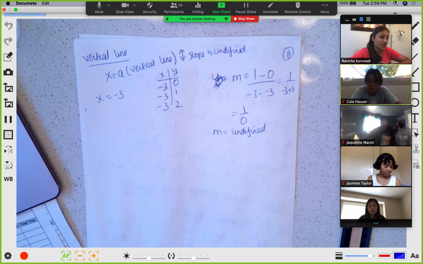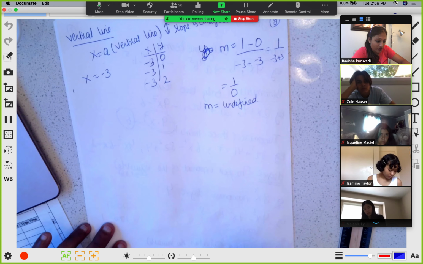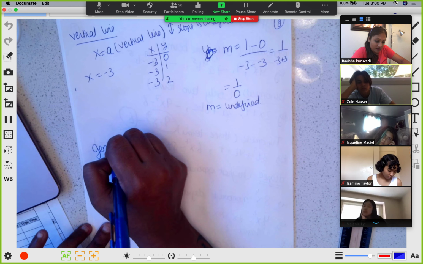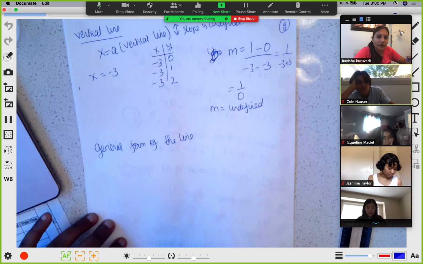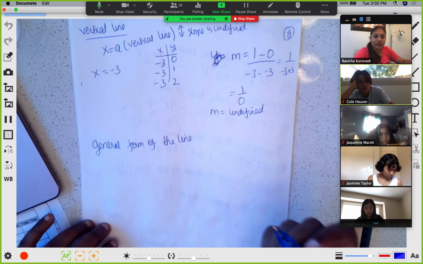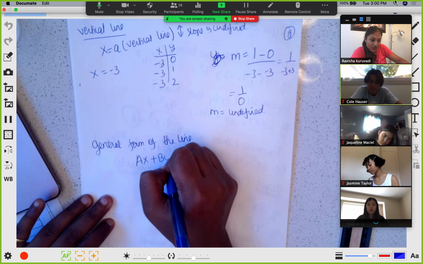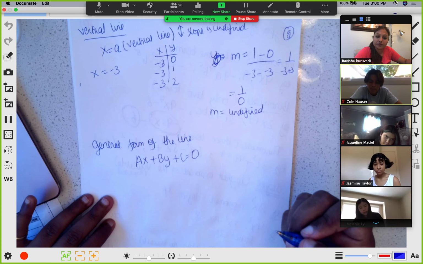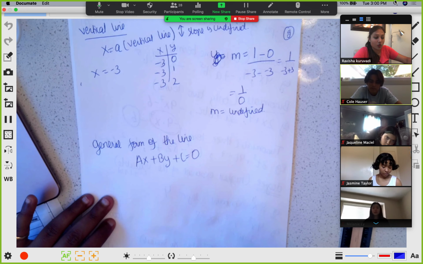Any doubt with this thing? With vertical line and horizontal line. Anyone wants me to explain this again? Okay. Next thing we're going to do is the general form of the line. So right now we talked about slope-intercept form of the line, then we talked about point-slope form of the line. Now we're going to talk about general form of the line. How does it look like is ax plus by plus c is equal to 0. You will be given, or you have to find, the general form of the line. It depends on the question.